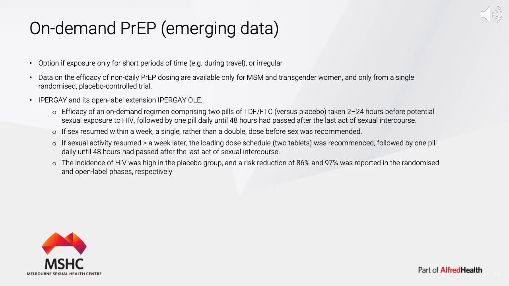If sex resumed within a week, then basically a single rather than a double dose before sex is recommended. If sexual activity resumed a week later, then the 2-1-1 schedule, the 2 tablets 2 to 24 hours before sexual activity, then 1 24 hours later and another 24 hours later will pertain. If you are confused and not sure, then the 2-1-1 scheduling is fine. The incidence of HIV was high in the placebo group, and a risk reduction of 86% was reported in the randomized and open label phases. So basically, we know that on-demand PrEP works, but it needs to be taken correctly.